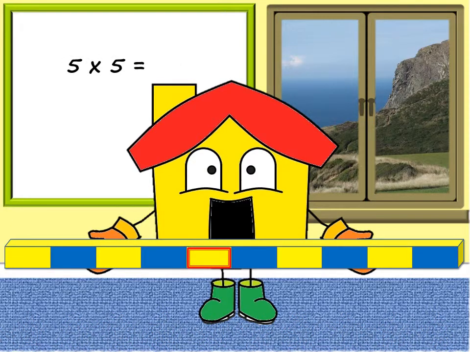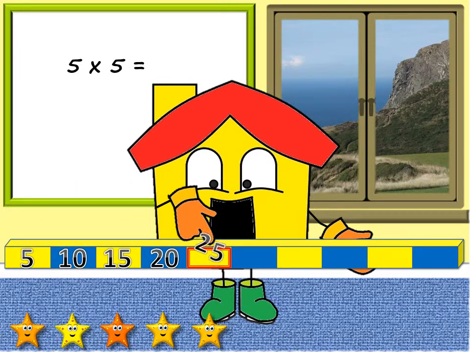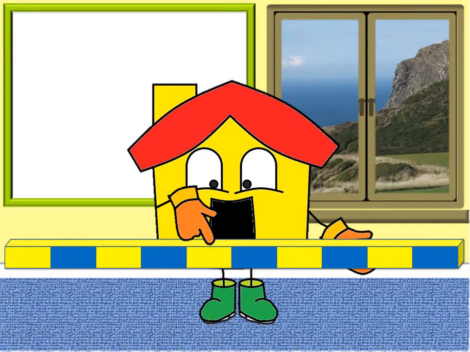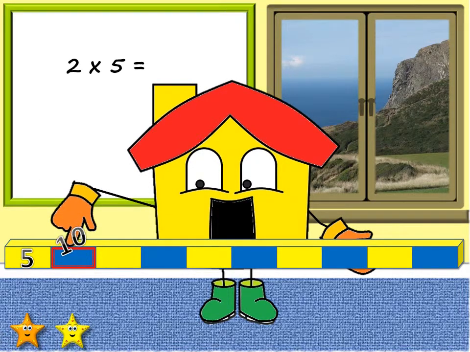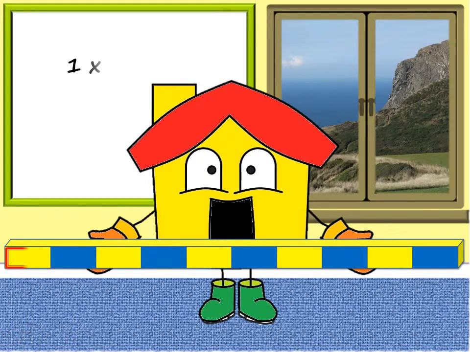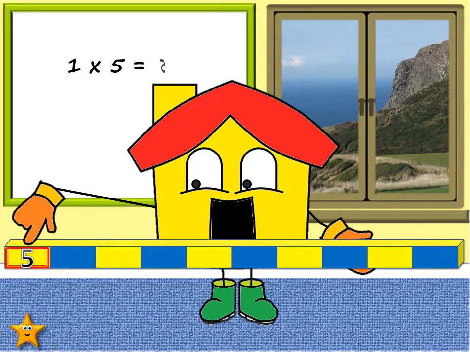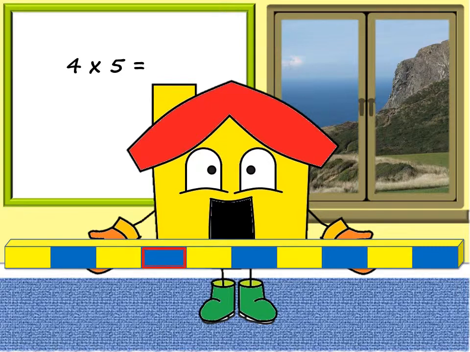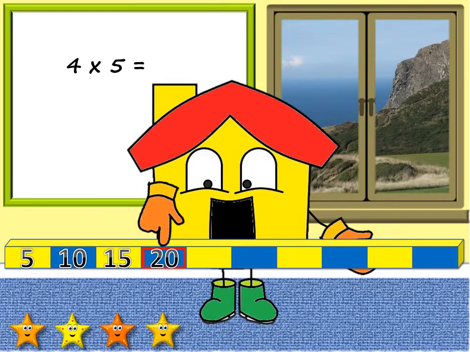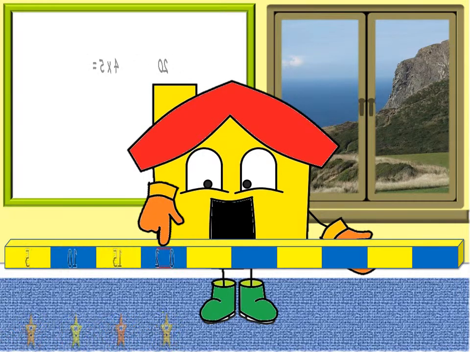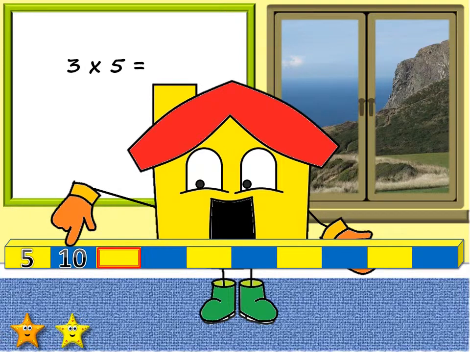Multiply 5 and 5. 0. 5. 10. 15. 20. 25. Multiply 2 and 5. 0. 5. 10. Multiply 1 and 5. 0. 5. Multiply 4 and 5. 0. 5. 10. 15. 20. Multiply 3 and 5. 0. 5. 10. 15.